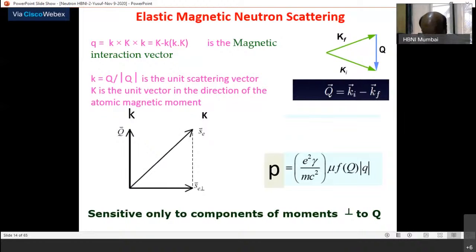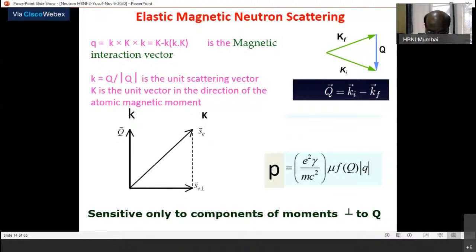So what is that? This is something I'm going to tell you: when you do magnetic neutron diffraction or scattering from a magnetic atom using neutrons, what the neutron looks at as far as the magnetic moment of the atom is concerned.